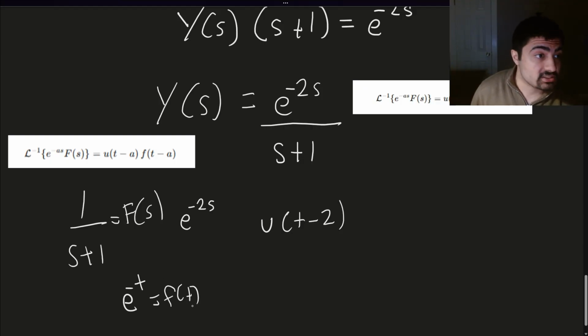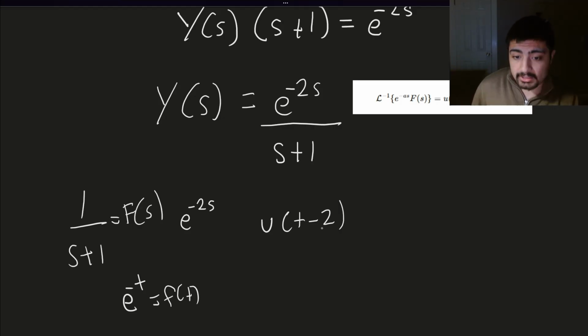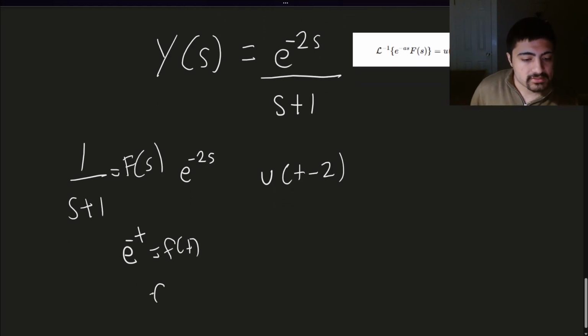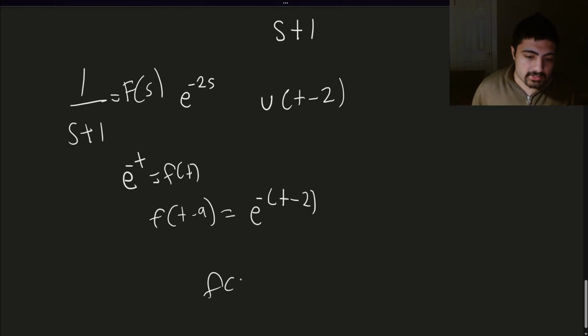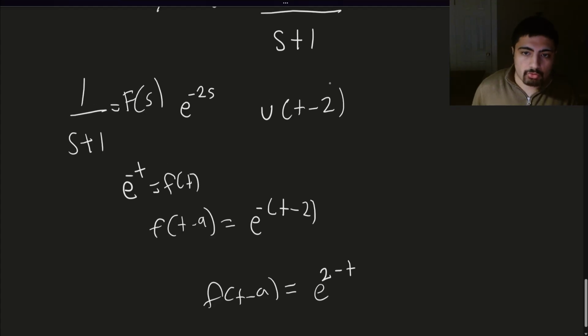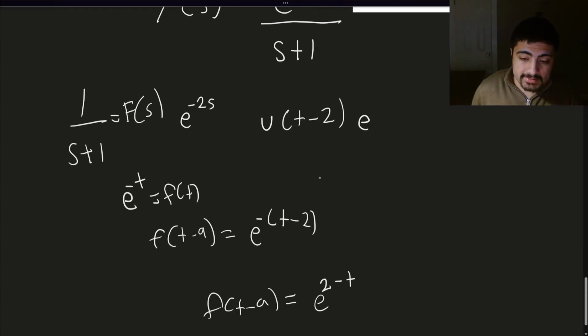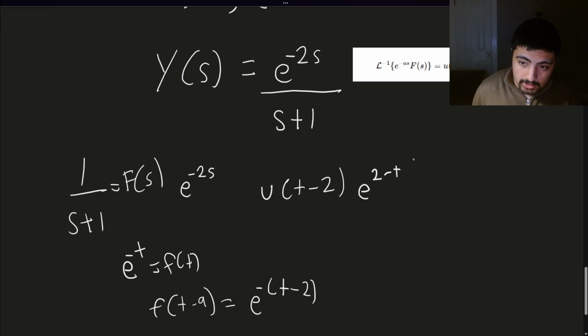Well, notice we got f of t, but we didn't get f of t minus a, and a is equal to 2. So for f of t minus a, you're going to substitute t minus a everywhere you see a t. So we're going to have e to the negative parentheses t minus 2, because of the step function. So f of t minus a is going to be equal to e to the 2 minus t. So you're going to multiply that with the step function, u of t minus 2 times e to the 2 minus t. And this is actually equal to our function y of t.